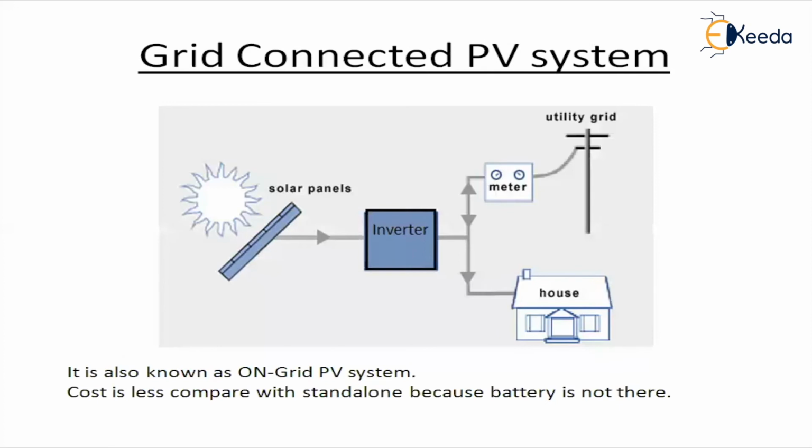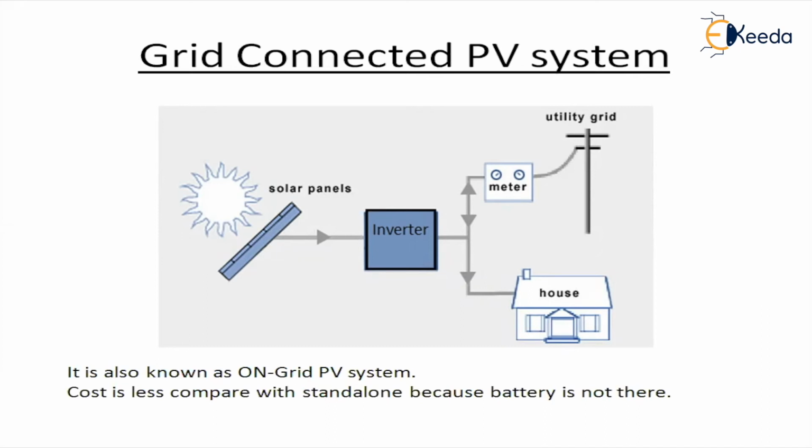Now, the grid connected PV system. Grid connected means it is connected to the grid, so it is also an on-grid system. You can see the very simple diagram. Whatever the solar panel energy is, it is given to the inverter. If a local load is there, then it is given to the home, which is the load of the home, or another way, it is connected to the grid.